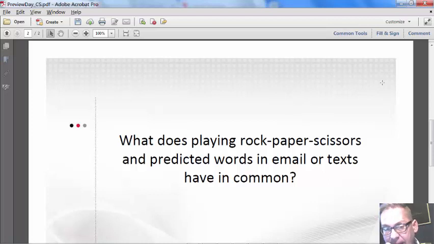So the question we're going to answer today: what do playing rock, paper, scissors and predicting words in email or text have in common? I think you're familiar with the game rock, paper, scissors: paper covers rock, scissors cut paper, and so forth. What does it have to do with predicted words in emails or texts? So let's take a look at that.